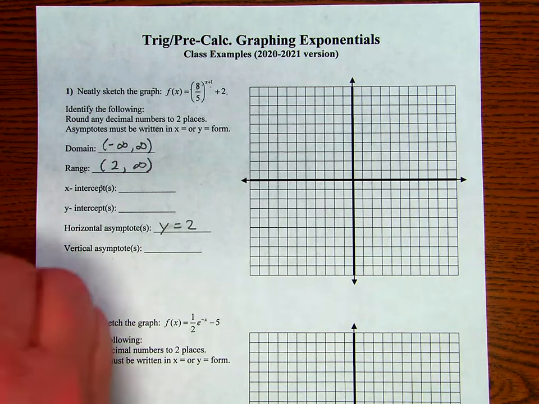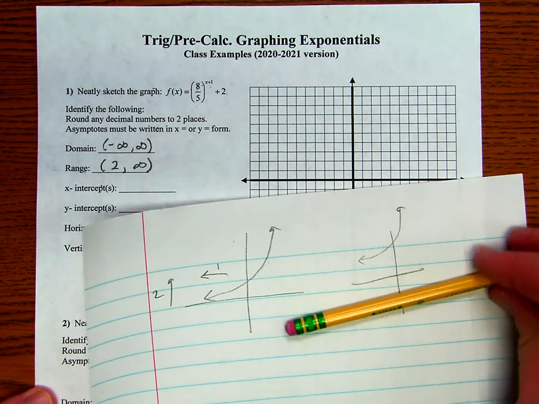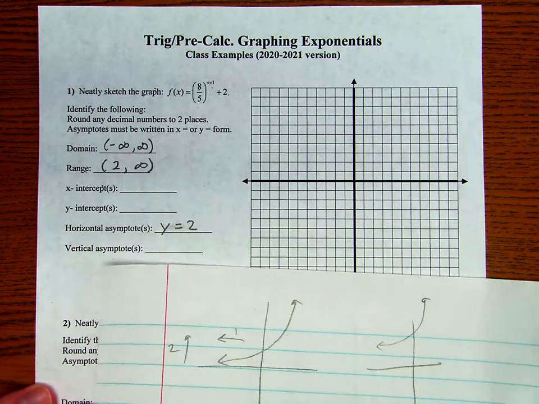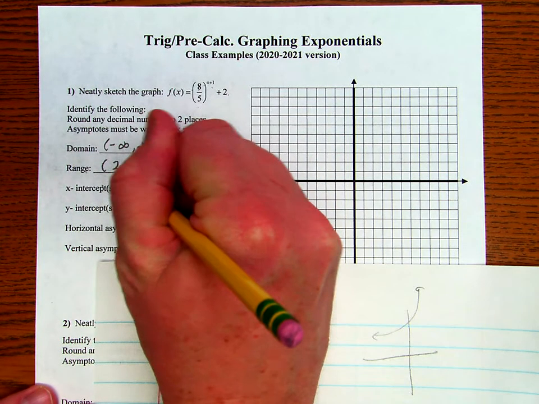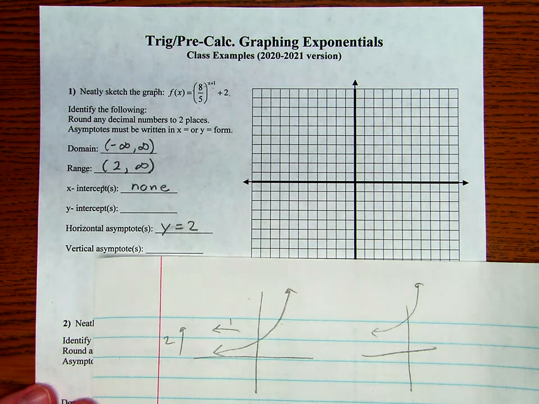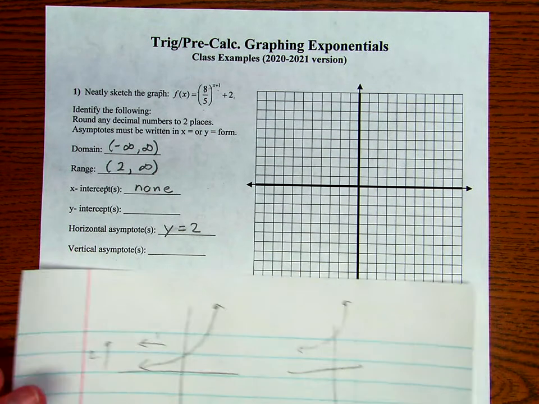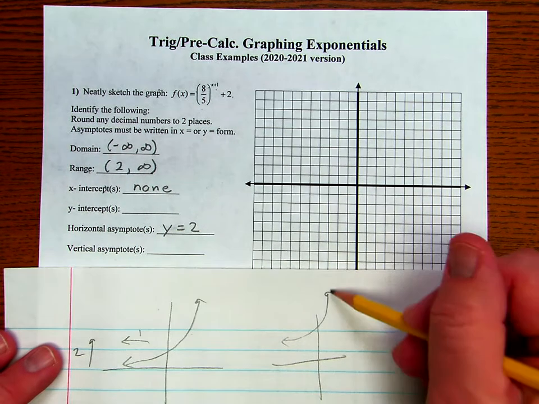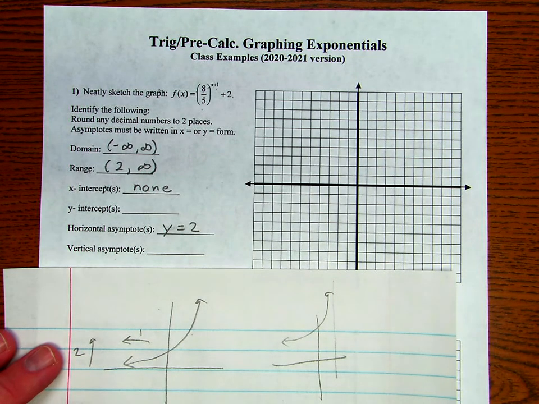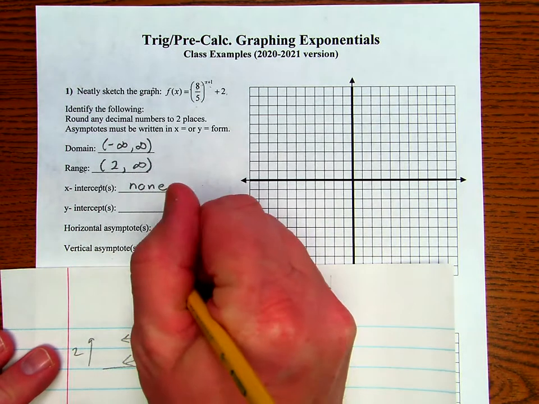Now, as far as the intercepts go, if this shifted up like that, this graph will never cross the x-axis. It's not going to have an x-intercept. It will have a y-intercept, and we're going to get to that in a moment. Some of these graphs, when you sketch them, may look pretty steep, and it may appear as though perhaps there's a vertical asymptote, but none of these exponentials will have one.